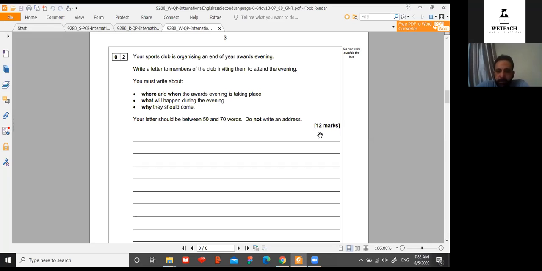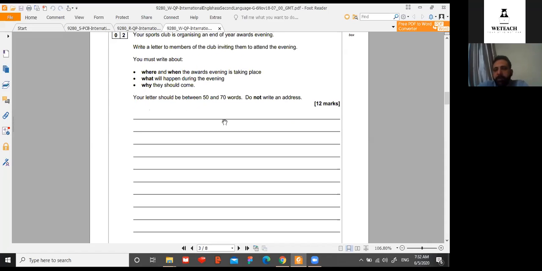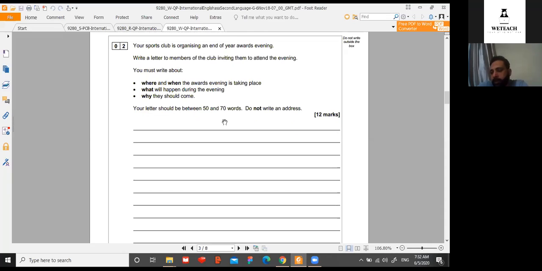As you can see also, 12 marks. The 12 marks are divided into 6 for the content and 6 for the language. You're supposed to write from 50 words minimum up to 70 words maximum. If you exceeded the 70 words, it's also acceptable. 6 marks for the content could be gained easily if your answer was perfect and you could apply the 3 bullet points over here very well.